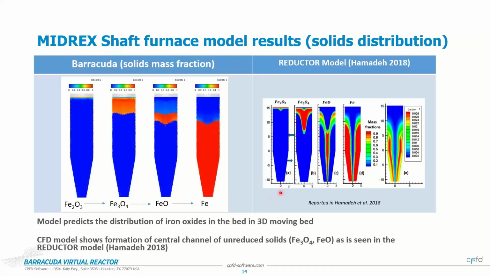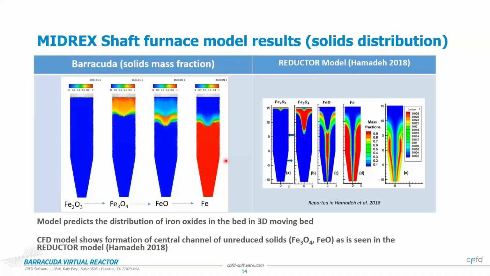One thing to note here is that the Hamade paper does assume axisymmetry, and so we do see very nice symmetric profiles here. Our model does not assume that, and so you do have some diffusion and dispersion of solids here in the reducing section.